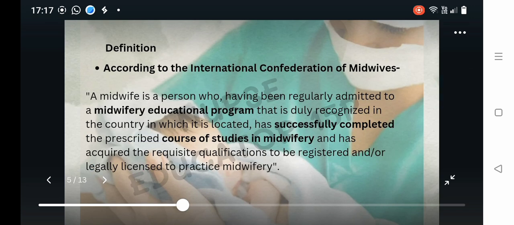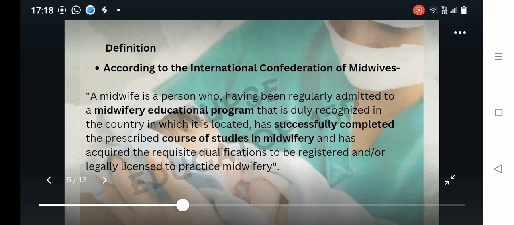Then we'll see what is the definition of midwife. According to the International Confederation of Midwives, a midwife is a person who has been regularly admitted to a medical educational program that is duly recognized in her country, where she is located.